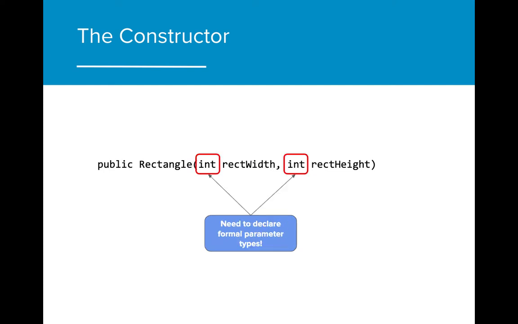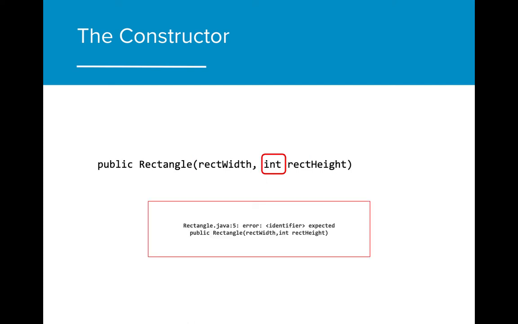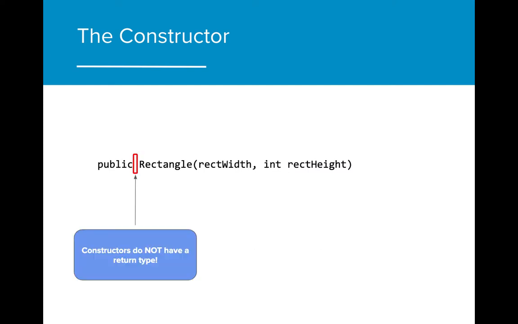Formal parameters must be given a type so as to indicate to the constructor what types of values should be passed into the constructor. If one of the formal parameters does not specify the variable type, the program will cause an error, expecting an identifier. An important thing to note for future reference is that the constructor does not have a return type. We will learn more about this in future lessons, but know that the constructor is different than the other behaviors that are found in a class.